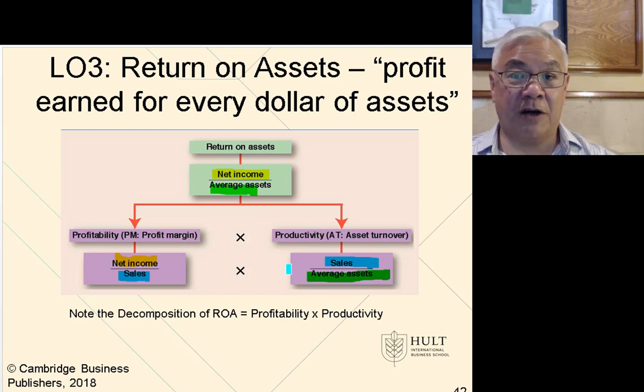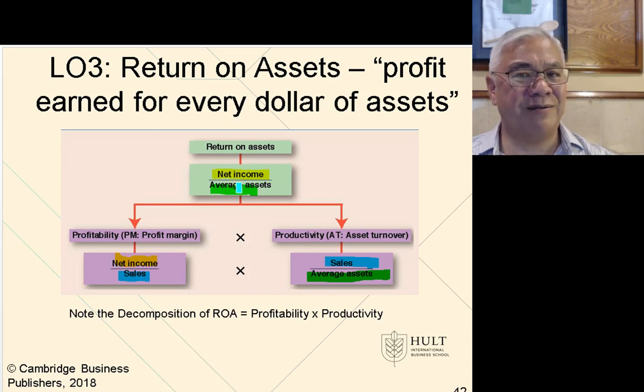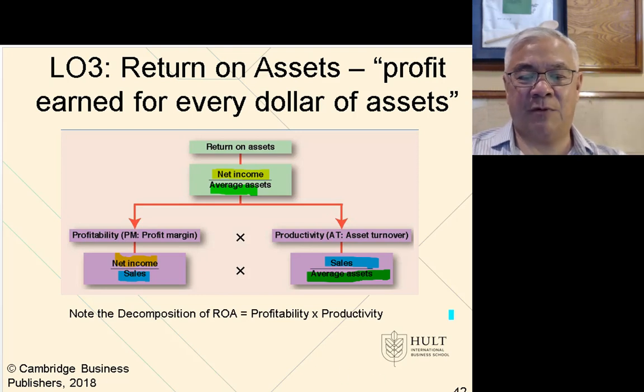Now, you guys are all algebra whizzes, right? So you say, well, Professor Louis, why do you have net income divided by sales and sales times average assets, when they just cancel, and it'd be net income over assets? Why make something hard? Why can't we just have two numbers and get one ratio?